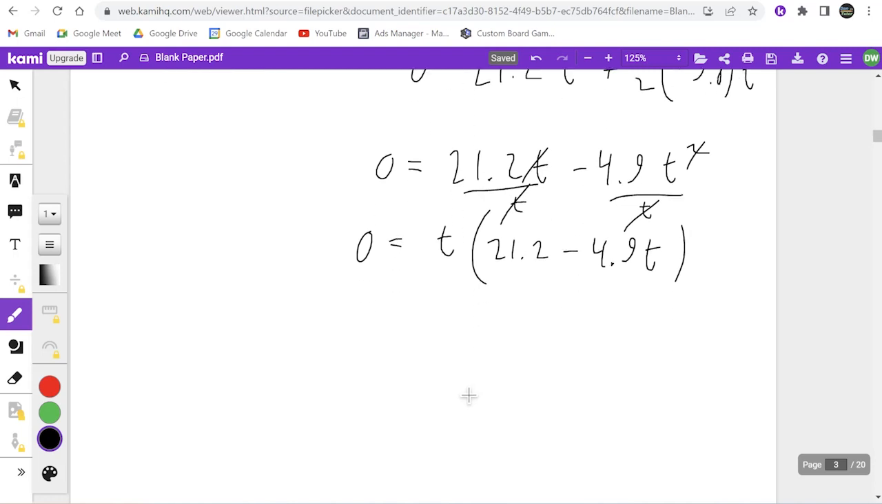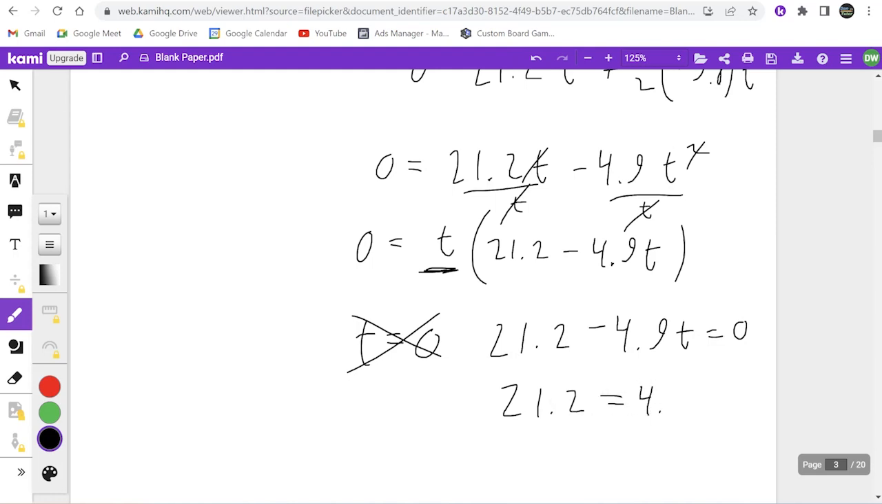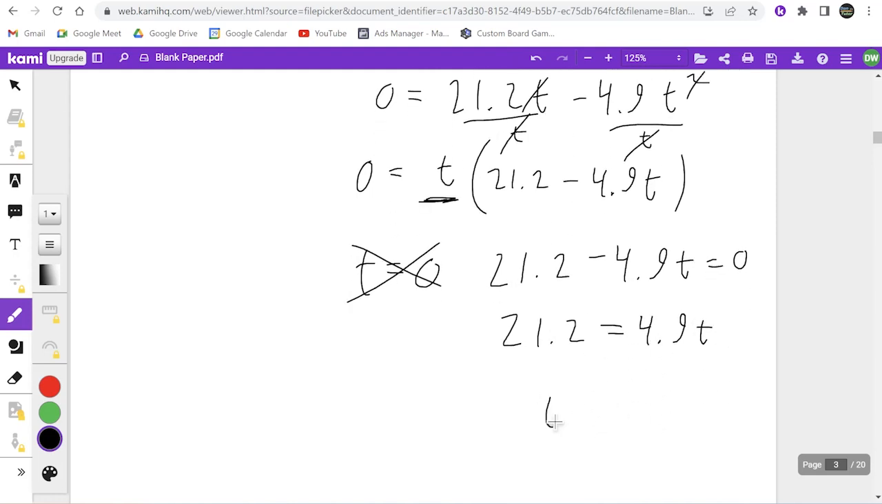So this works. Now what you want to do is set both equal to zero. The first solution you get is just t equals zero. That doesn't make sense to have a time of flight of zero. So that's an extraneous solution. You can cross that one out. The other solution you get when you plug in 21.2 minus 4.9t equals 0. You just add 4.9t to both sides, divide by 4.9, and you're going to get a time of 4.33 seconds. So again, this is the time of flight for the 45 degree angle.